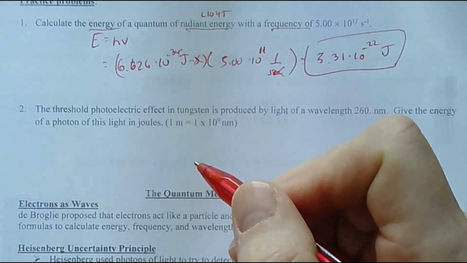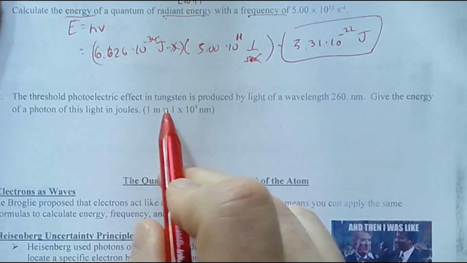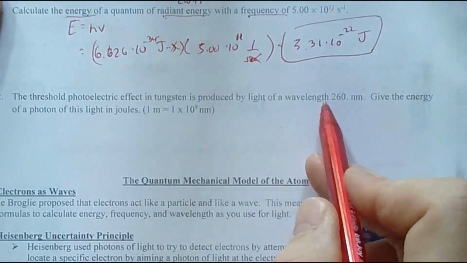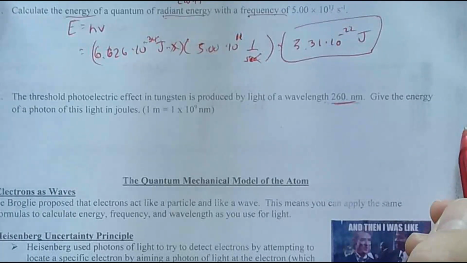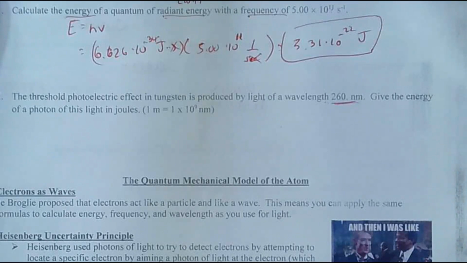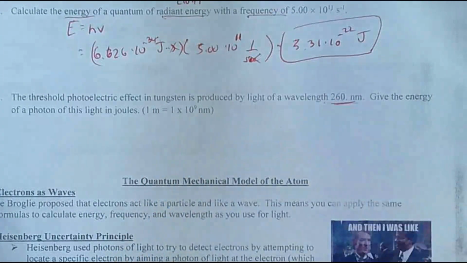Next problem. Threshold photoelectric effect in tungsten is produced by light of a wavelength of 260 nanometers. What is the energy of this photon in joules? We're given a conversion because nanometers is not a metric prefix you're required to know. So 1 meter is the same as 1 times 10 to the 9th nanometers.